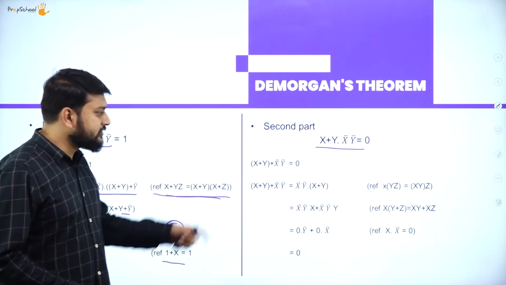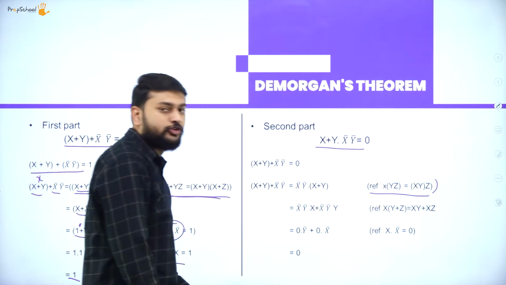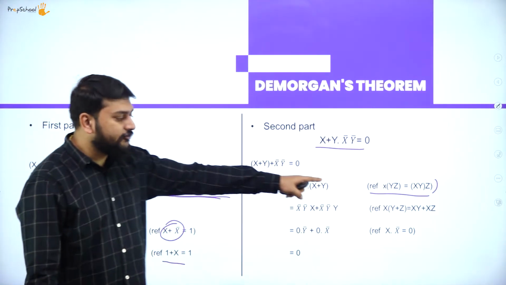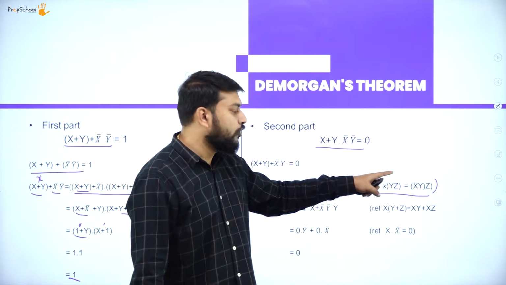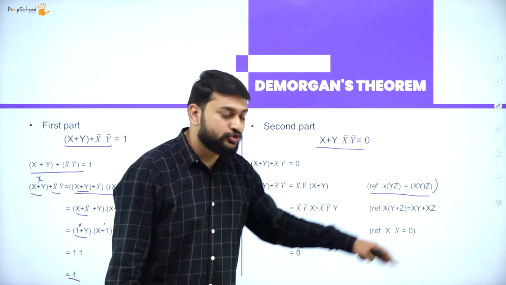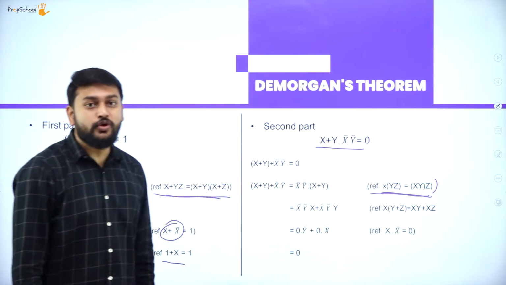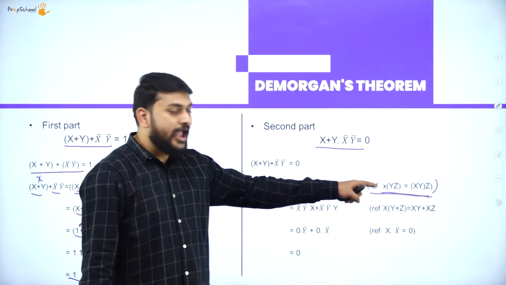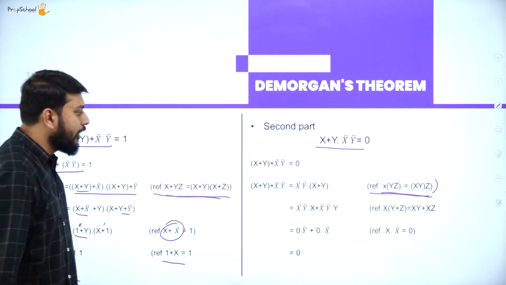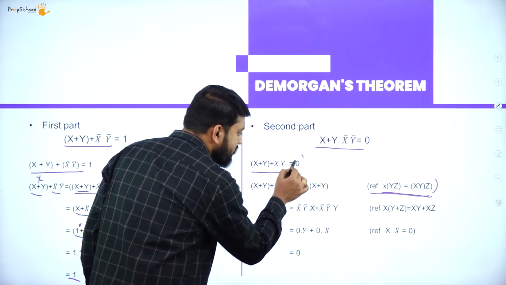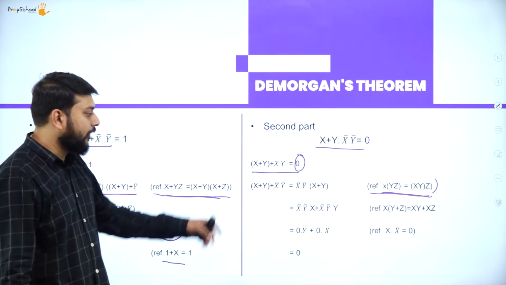Before getting into the second one, please understand the reference. This is the law that we have to use: x into yz is equal to xy into z. That's what you need to remember. So x into yz is equal to xy into z. That's what we are trying to use. This is what we need to prove. We need to prove it as 0. Let's start.